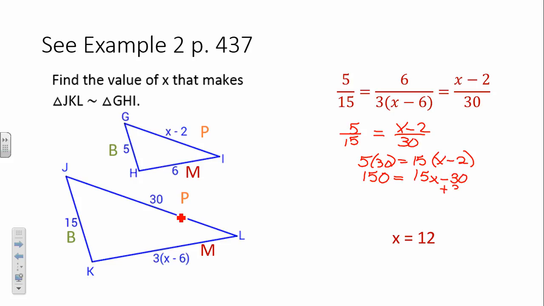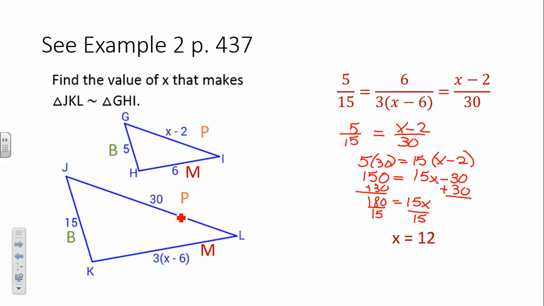So we add 30 to both sides to get our numbers to one side, variables to the other, and we get 180 is 15x. When we divide by 15, we find out that x is equal to 12.